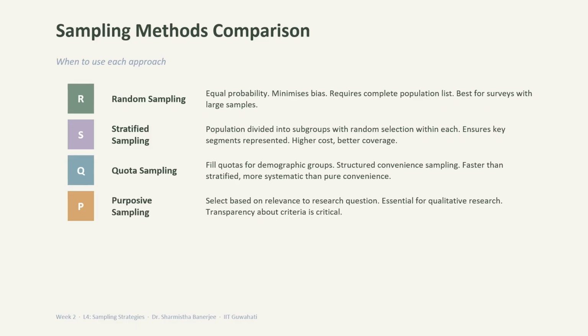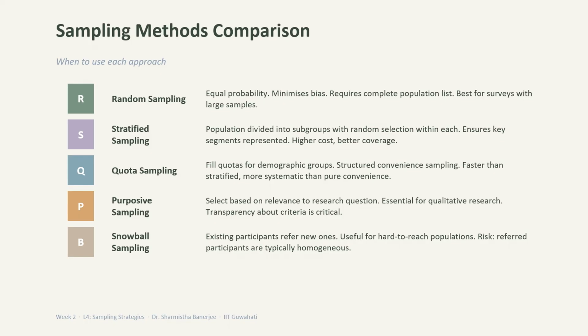Purposive sampling. So, selection is based on relevance to the research question. It is essential for qualitative research. Transparency about criteria is very critical over here. So, I want to understand the stories of people who have been victims of health fraud. In that particular context, I am doing purposive sampling and I am selecting these people and trying to understand what kind of health fraud has happened with them.